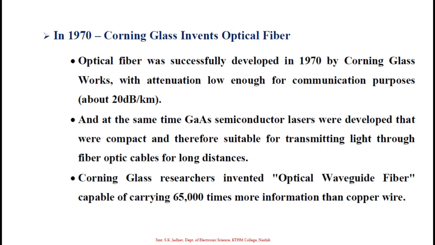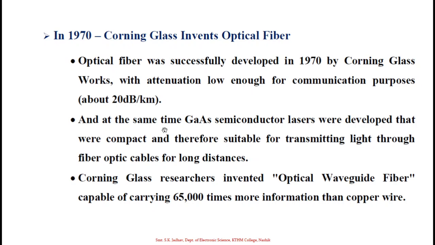In 1970, Corning Glass invents optical fiber. The optical fiber was successfully developed in 1970 by Corning Glass Works with attenuation low enough for communication purposes, that is about 20 dB per kilometer.